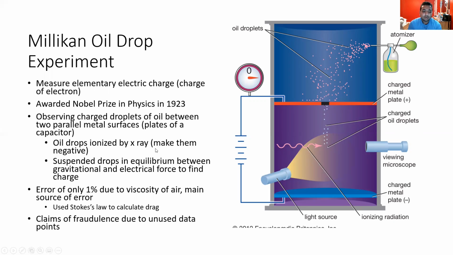There was only an error of about 1% in this experiment, so it was a very accurate experiment. And that was basically due to the viscosity of air. And they used Stokes' law to calculate the drag of the oil droplets. So you lose some energy there.